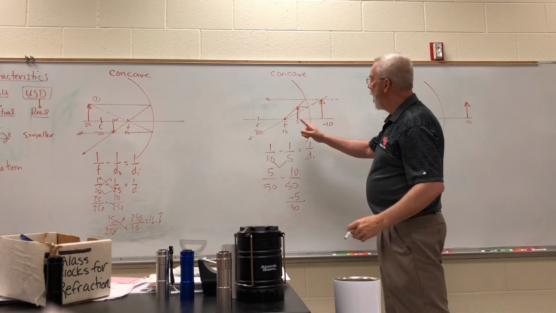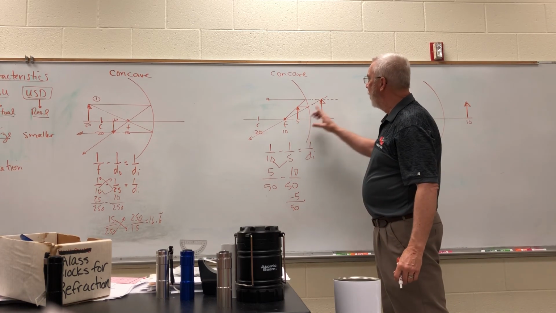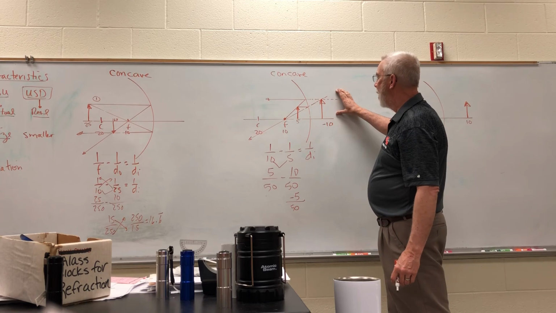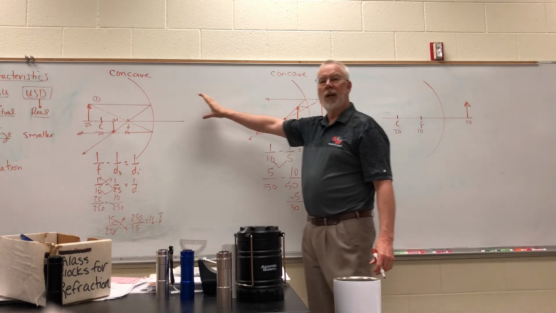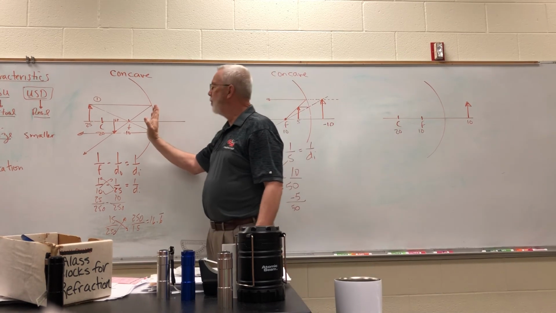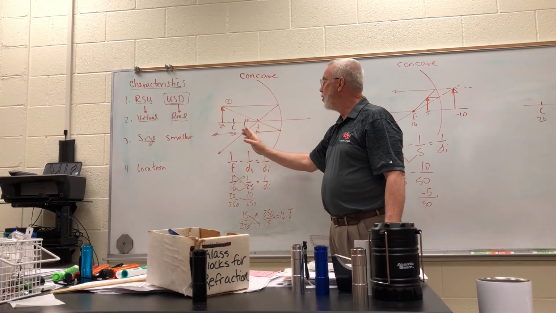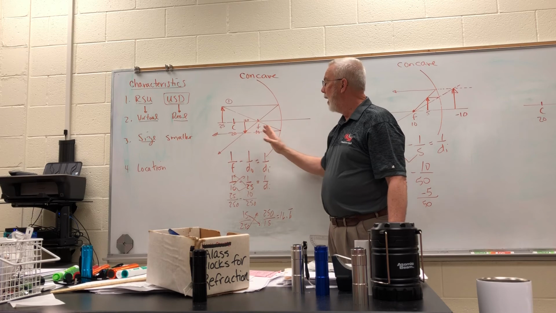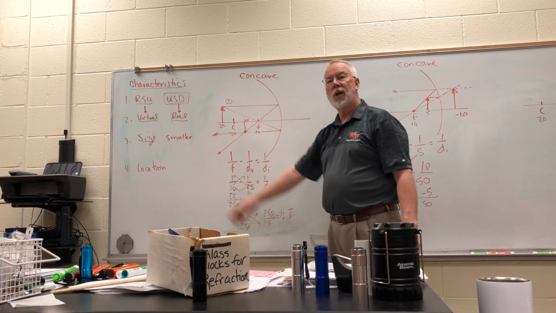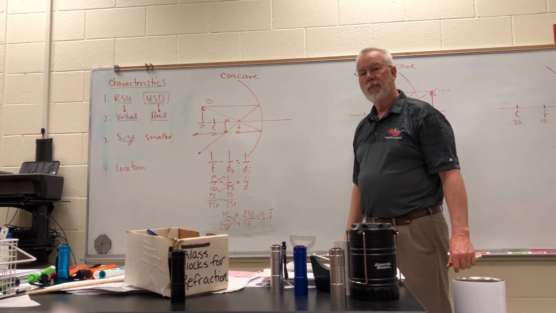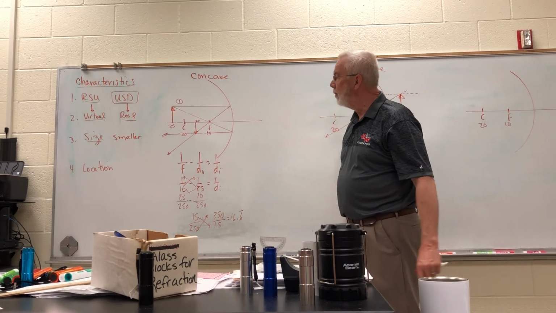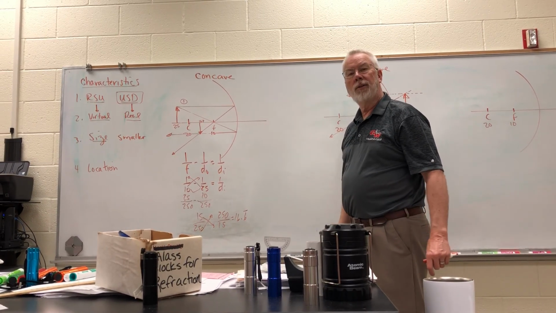And so with the object in front of the focal point, we should be looking for an image that's behind the mirror. If we look right here, when the object is behind the focal point, then we should look for an image that is upside down and it's also on the same side as the object. If you have any questions about that, touch base with me.